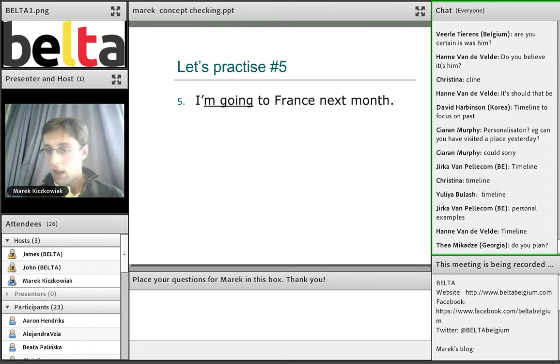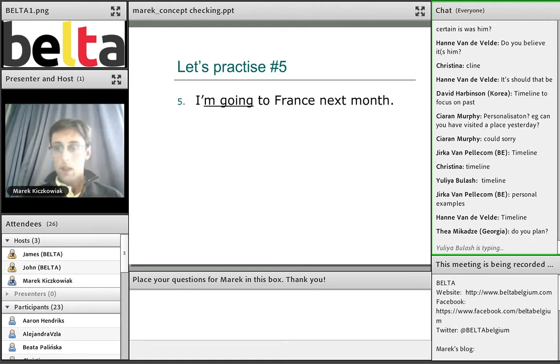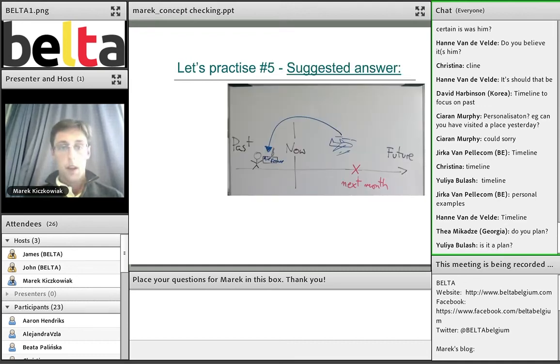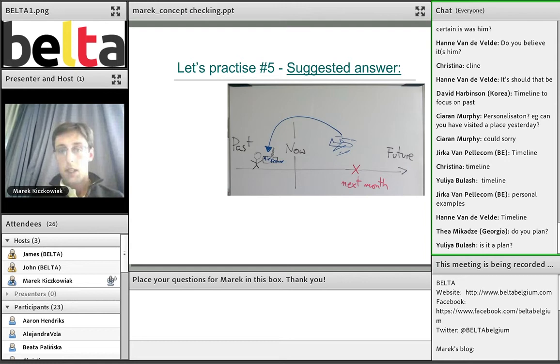Do you plan a timeline? Some personal examples, a timeline. So at first, probably draw a timeline. If you remember the timeline with will, this one is slightly different because the stick man Marek with an Air France ticket is in the past, not now. And then there is an arrow from the plane going back to the past because I made the decision in the past and I bought the ticket in the past as well. It's not a decision that I'm making now. And then I've got the red cross for next month, right?